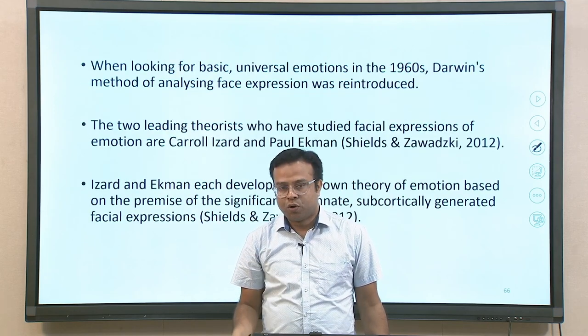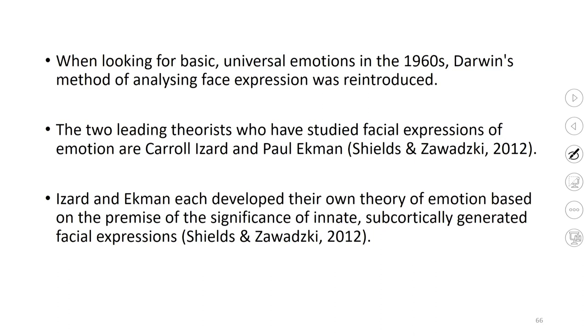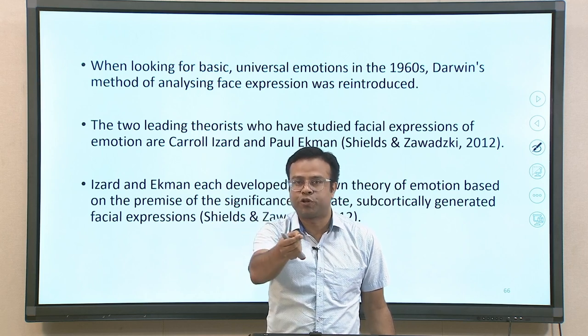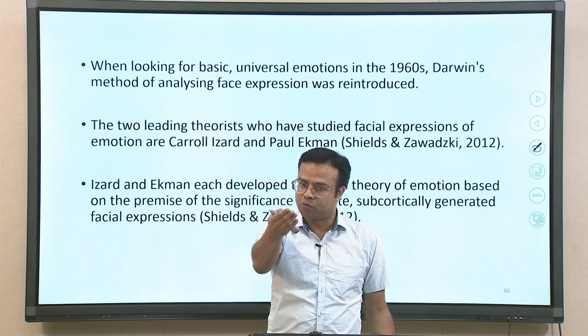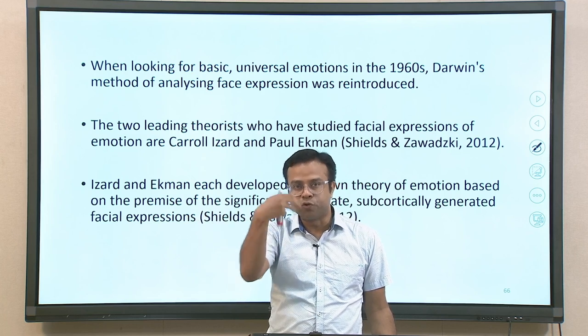So, when looking for basic universal emotions in the 1960s, as we talked about in the first lecture, a lot of research went into basic emotion models. People tried to identify basic emotions. It was primarily influenced by, or derived from, the work of Charles Darwin. People even used Darwin's method of analyzing facial expressions. Darwin used photographs of different facial expressions and showed them to observers, asking them to label which emotion was expressed in which photograph. This method was still used in the 1960s as one of the methods.